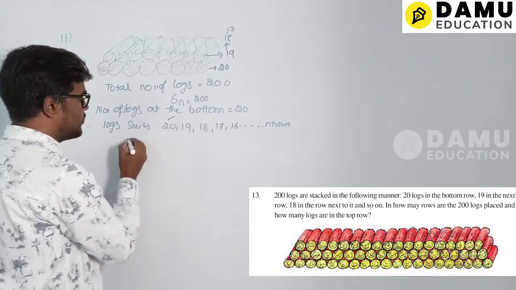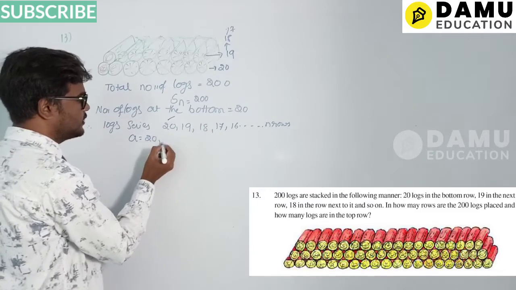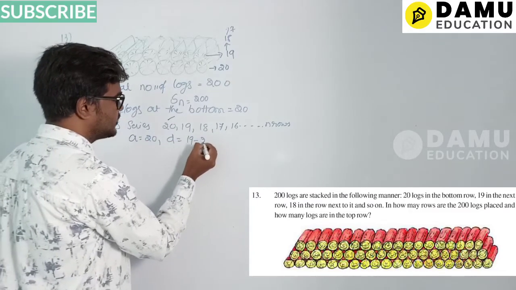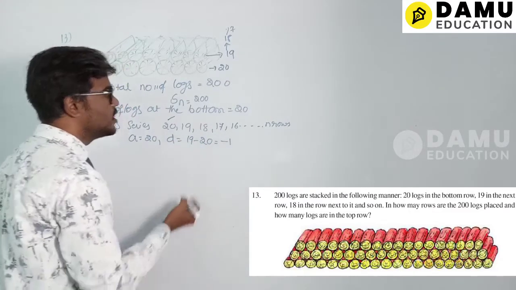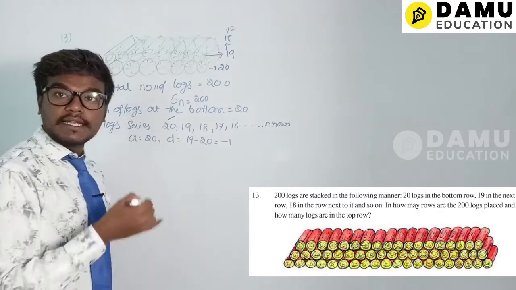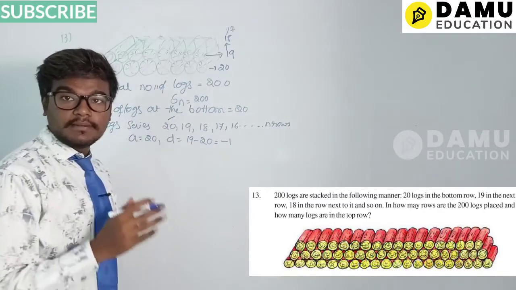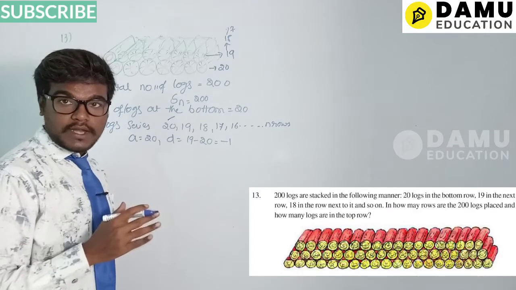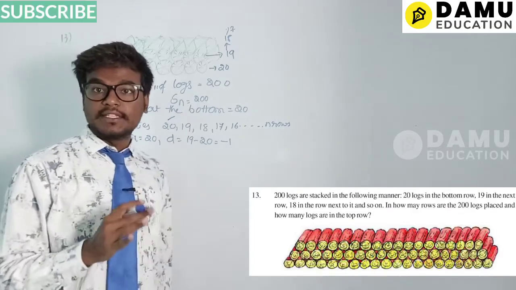So what is the first term? a will be equal to 20. What is the common difference? That is 19 minus 20, we will get minus 1. 18 minus 19, we will get minus 1. So the difference is minus 1. First term is 20. So this series is an arithmetic progression.